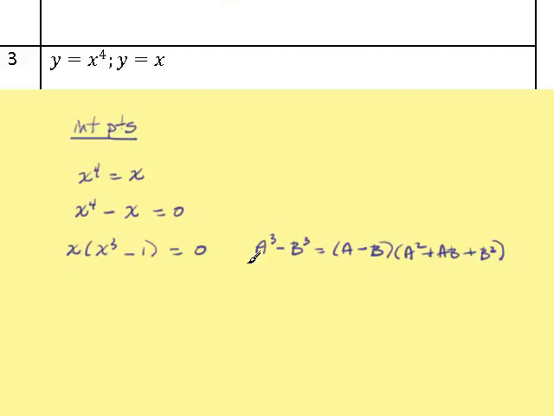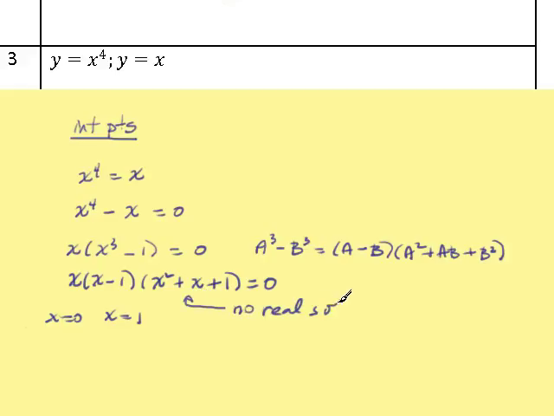All right, so we're going to use that to factor x cubed minus 1. So we have x times x minus 1, and here we have x squared plus x plus 1. So we get x equals 0 as an intersection point, x equals 1. And this one has no real solutions, and you could see that by calculating b squared minus 4ac, the discriminant, which is 1 minus 4 times 1 times 1, it's minus 3, it's negative. So no real solution. So we have these two intersection points.